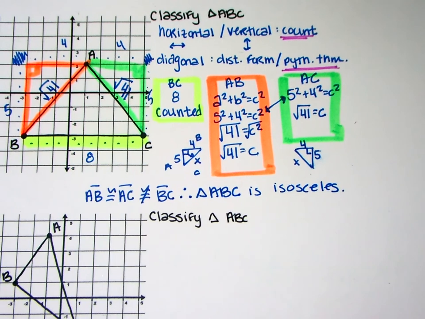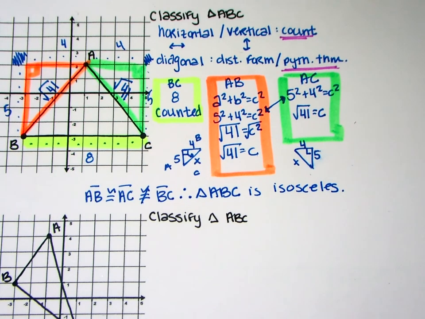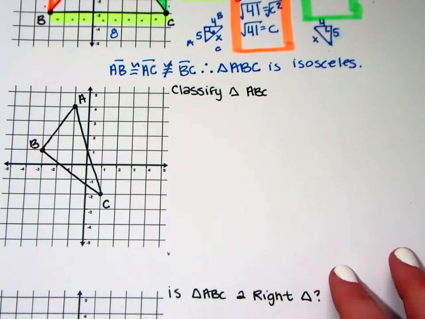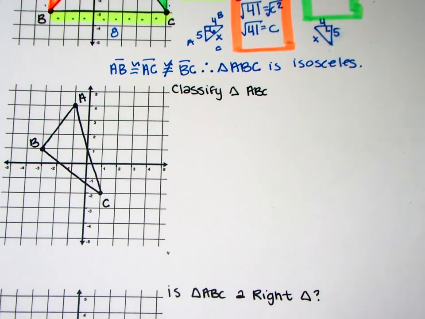Remember, it's a proof. I don't just want to see your math. I need to see some form of summation, like an ending sentence. So let's try to classify the next one, and we're going to move a little bit quicker through this example because it's literally the same.